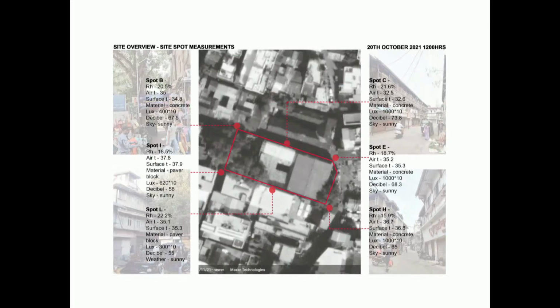These are the spot measurements. Actually, my brother helped me with these. The spot measurements were taken around the site, and they conclude that the surface materials around the site keep the air temperatures hot in summer and hot in winters as well.